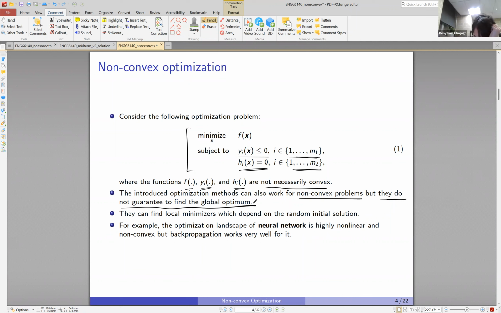Okay. They can find local minimizers or maximizers depending on the random initial solution. Of course, for example, consider this optimization problem. Because usually you choose your initial solution in the iterative optimization problem, either first order or second order, when you want to start your iterative optimization, you will start with a random solution, right? And this random solution should be in the feasibility set.